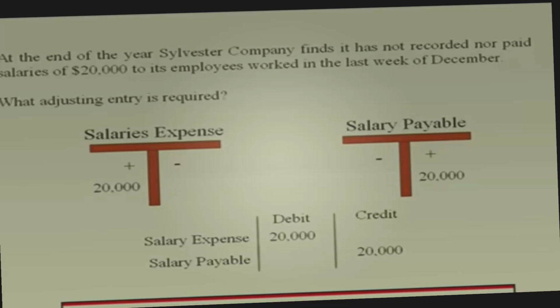You have an expense, which is salaries expense, but there's a liability too, because you owe them money. You call it salary payable. Salary expense plus 20,000. Salary payable plus 20,000. So expense went up and a liability went up. So the journal entry is you debit salary expense 20,000 and you credit salary payable 20,000. Let's do a problem together.